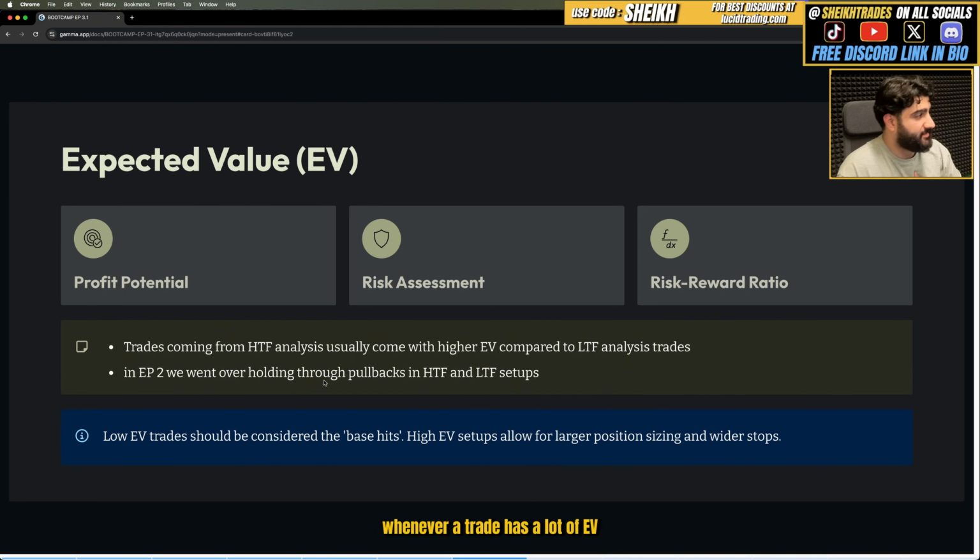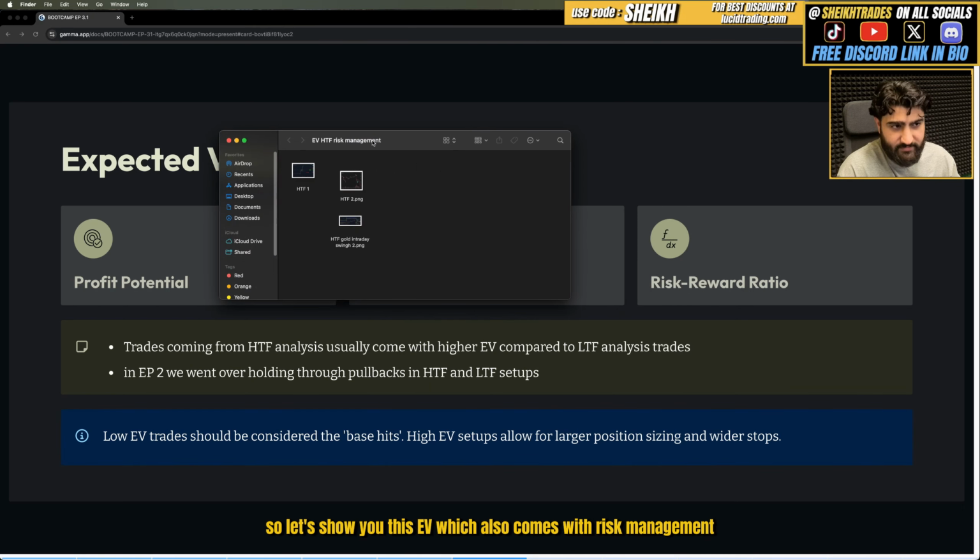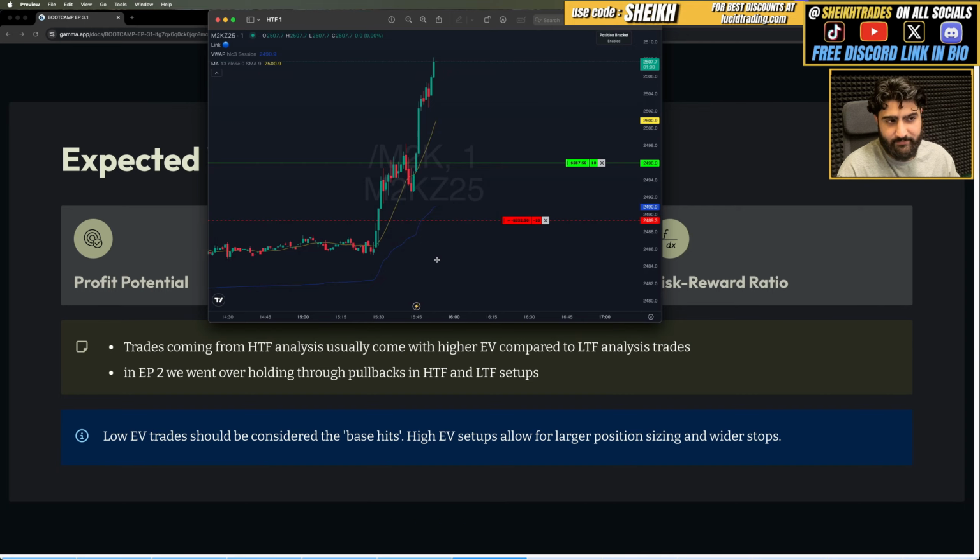Whenever a trade has a lot of EV, let me show you this EV, which also comes with risk management. That's what I mean with an EV. So I'm taking a trade, I'm longing a trade. I have a wider stop loss on it. You could see already, I'm not risking these lows. I have a wider stop loss on it. It's a higher EV trade for me.